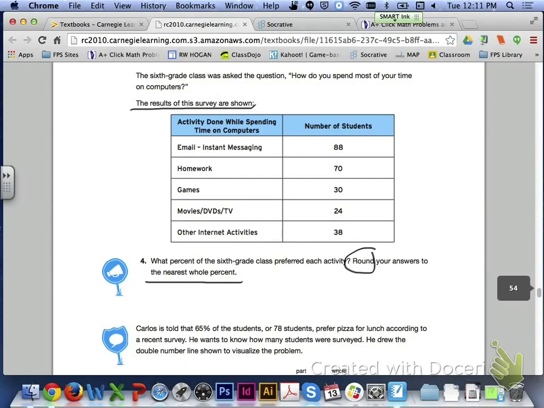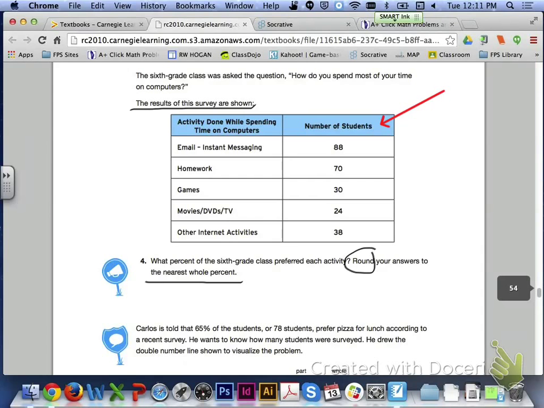Let's take a look at the top of page 440. It says the 6th grade class was asked the question, how do you spend most of your time on computers? The results of the survey are shown here in the table. So we have in the left column the activity done while spending time on computers, and in the right column we have the number of students.